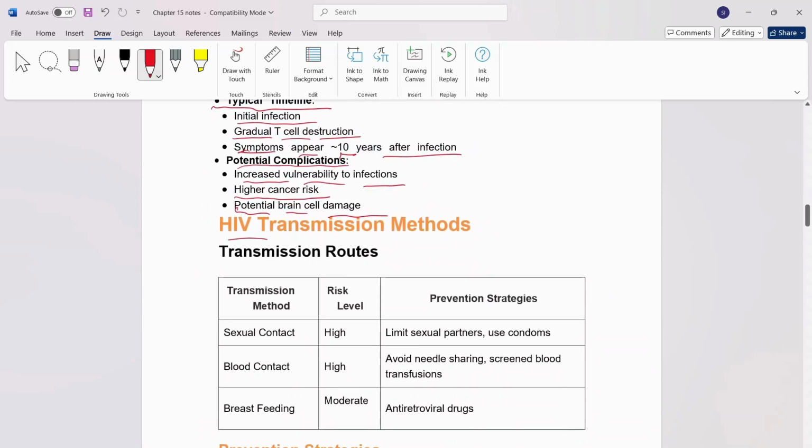HIV transmission methods, transmission routes. Transmission methods include sexual contact, risk level very high: limit sexual partners, use condoms. Blood contact, very high: avoid needle sharing, use screened blood transfusion. Then breastfeeding, moderate: antiretroviral drugs.